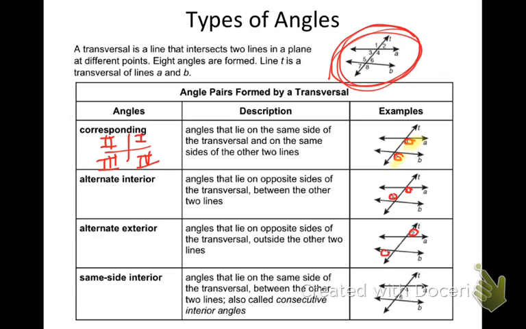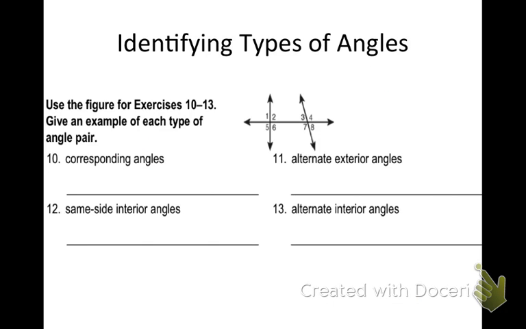And lastly, same side interior. Something that are both on the same side of the line on the inside. What's another example besides 4 and 6? 3 and 5 are all same side interior angles. So let's look at this here. Use the figure for exercise 1013. Give an example of each type of angle pair.